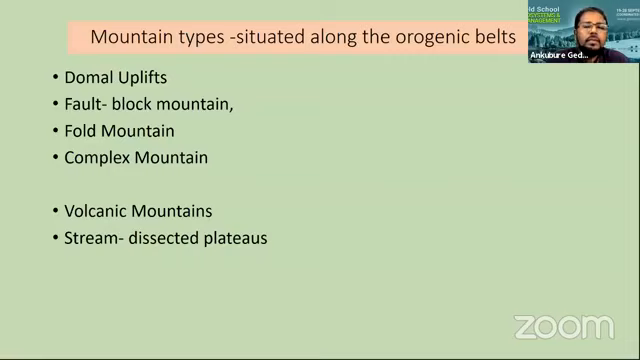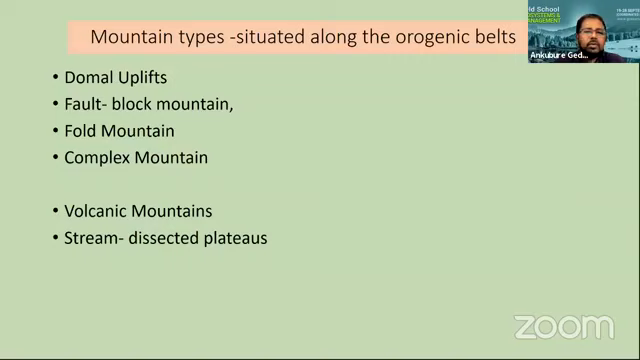According to the structure and the process of its building, the mountains can be divided into four groups. The process of mountain building or orogenic process is also linked with these categories, and different methods, different processes are involved with these types. So I will move on a little bit one by one: the dome uplifts, block uplifts, fold mountains, and also complex mountains.